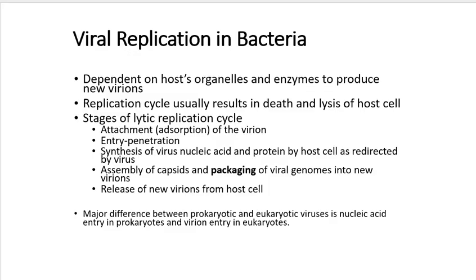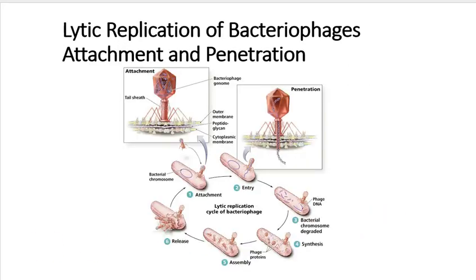So when we go into this lytic replication cycle, I'll show you in a second, there are several stages. You have to attach, you have to have the entry, then you get the synthesis of the nucleic acids and the proteins because it's redirecting the host cell to do this, and then it assembles and packages these new viruses, and then we release them. Now, the major difference between prokaryotic and eukaryotic viruses is the nucleic acid entry between the two.